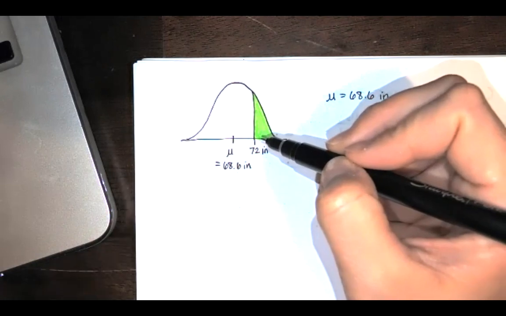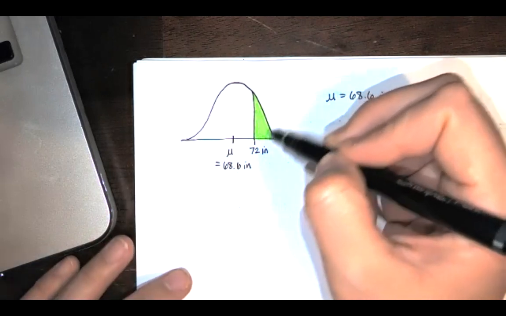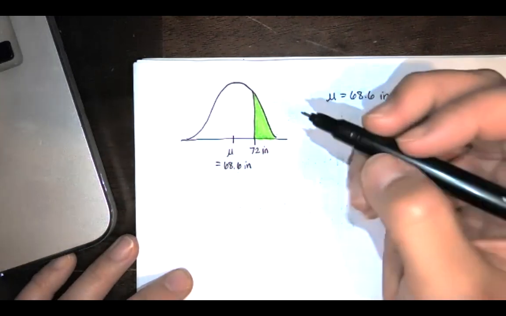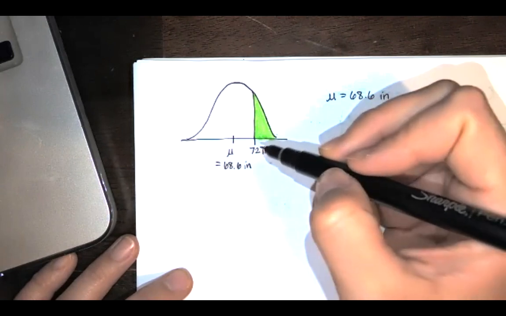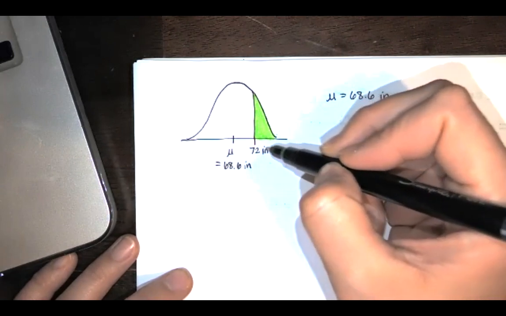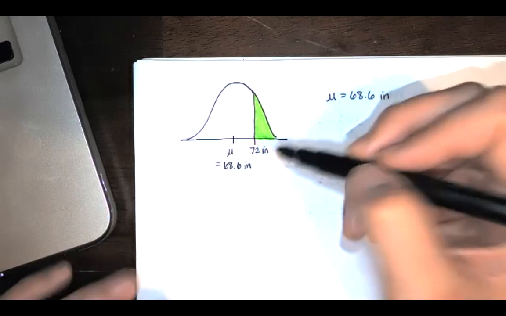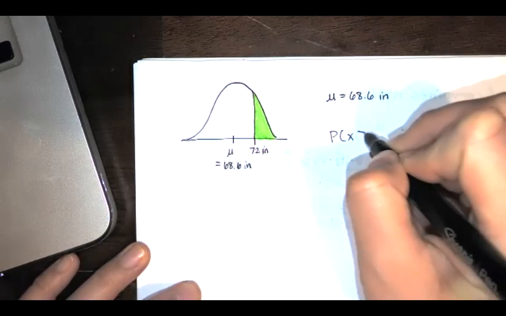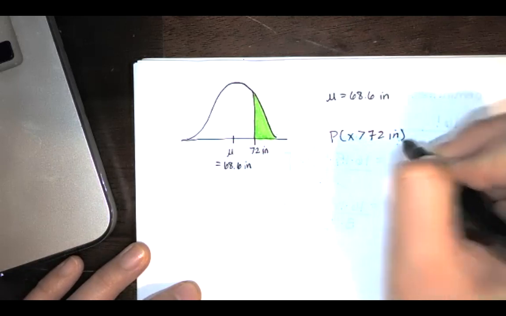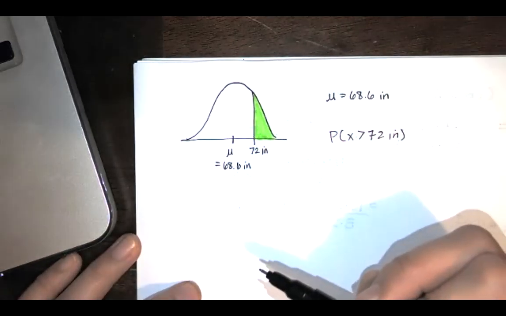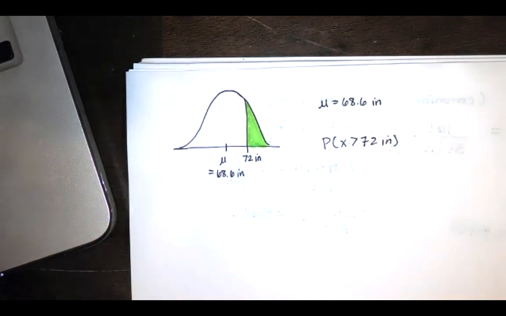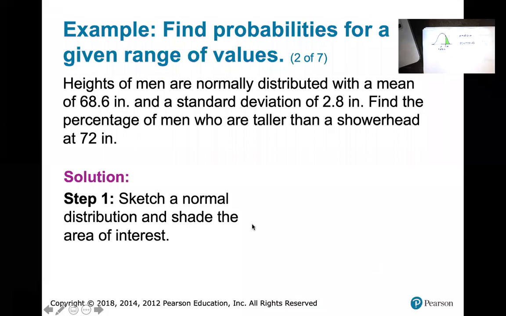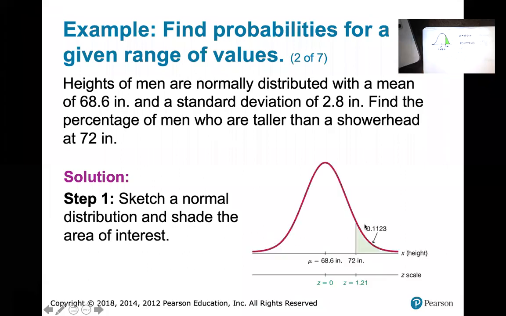And since I'm interested in men that are too tall for that shower, I'm shading to the right rather than shading to the left. Now remember, the area under this curve here is the probability that a man is more than 72 inches tall, or it's the probability that x is greater than 72 inches. If I can find that area, then I can answer this question. Let's go back to the PowerPoint. So we do that. Now this area has already been labeled for us, but we'll get to that in a bit.